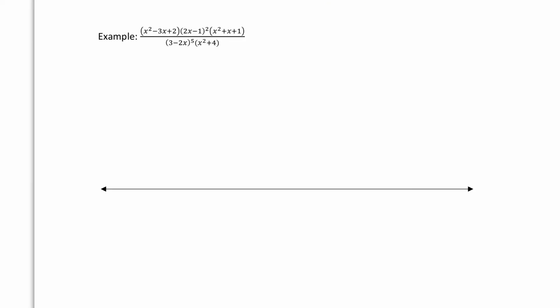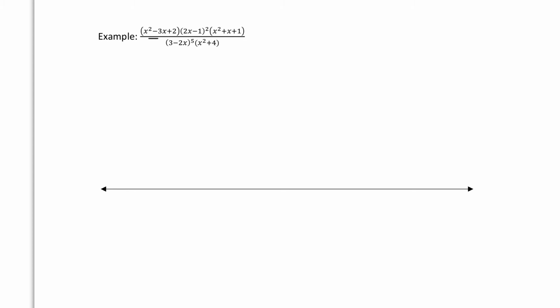Let's try another one here. We have (x squared minus 3x plus 2), (2 minus x) all squared, (x squared plus x plus 1). Go ahead and pause the video and give this one a try. See if you can come up with the sign diagram. All right, assuming you gave it a try, let's look at the factored form.